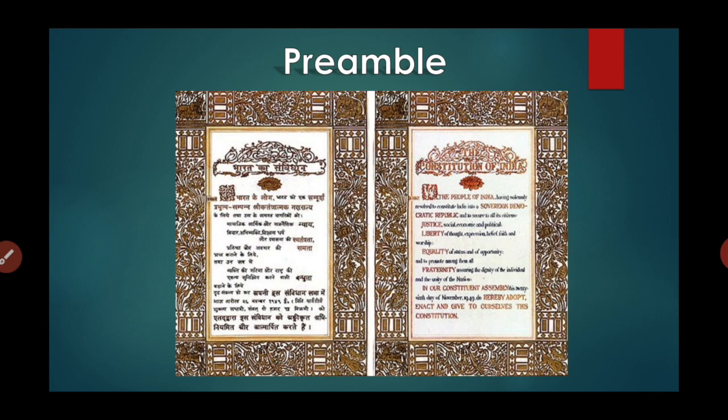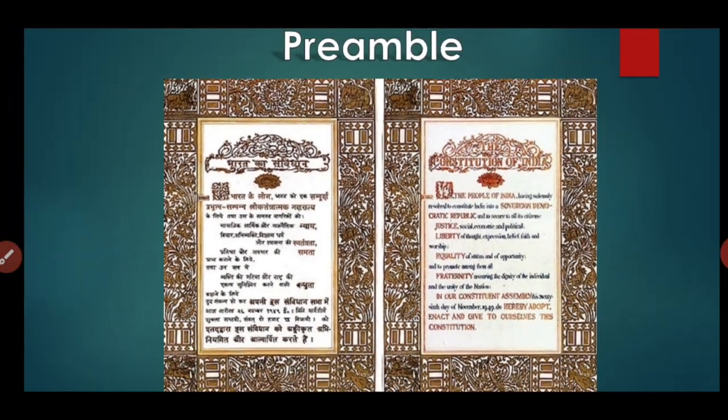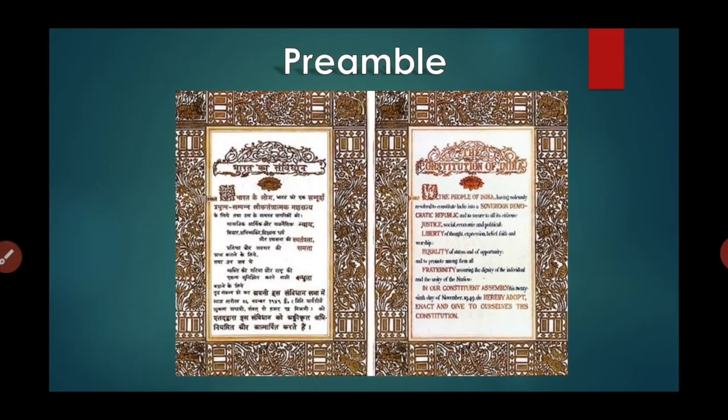Now, our preamble starts in this way: We, the people of India. We have adopted this from America. The American Constitution also starts in a similar fashion: We the people of the United States of America, something like this. Here is the Hindi version, and here is the English version of this.